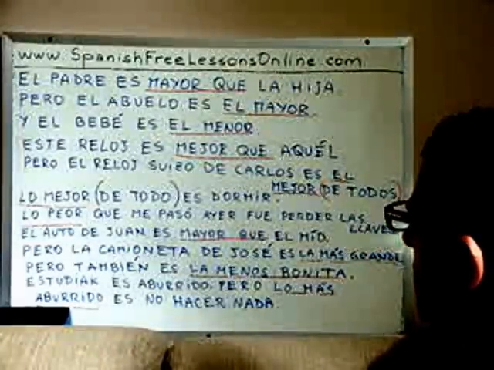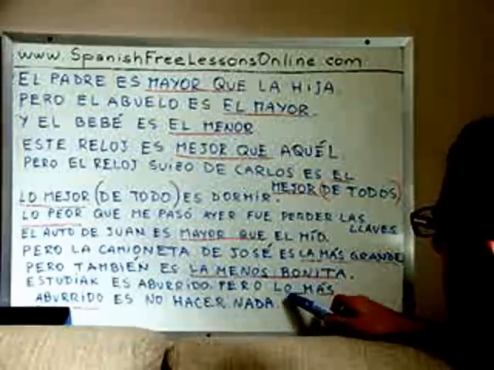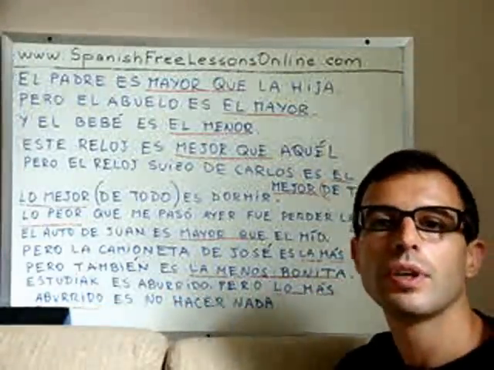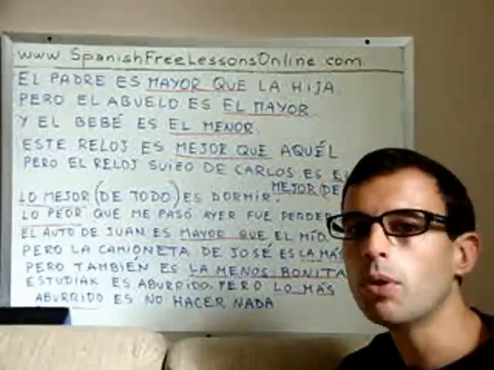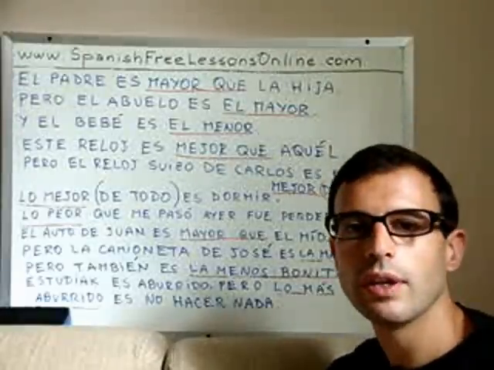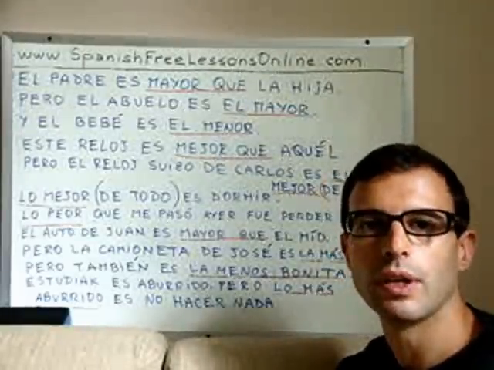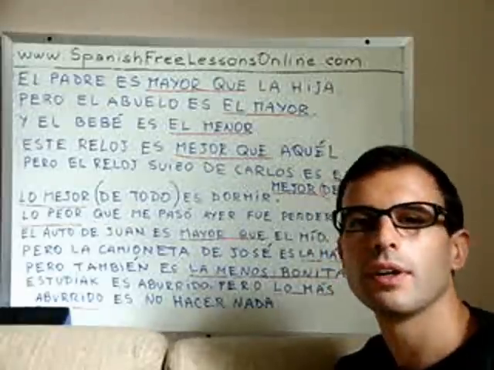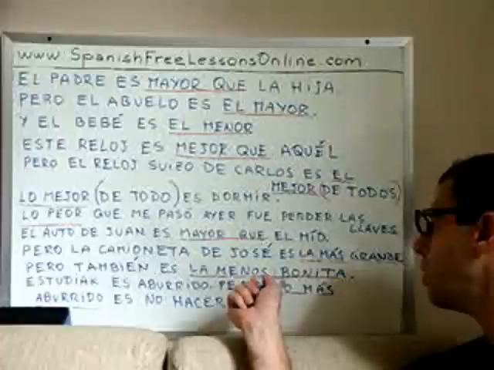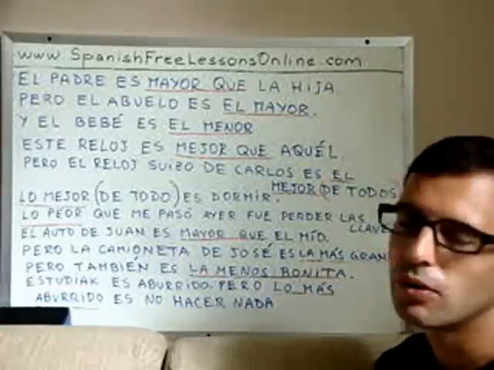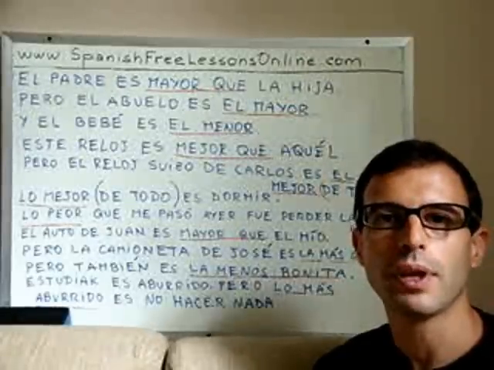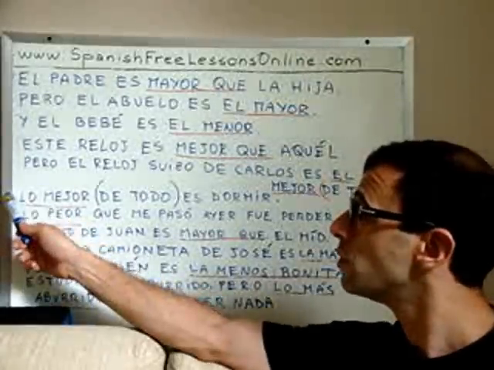And again, see that lo más aburrido, we're also talking about something general, abstract. The most boring thing of all is, and then you say what it is, right? But just being the most boring thing, it's general and abstract. That's why we use lo. So sorry for being so repetitive, but I really hope that you understand when to use lo.